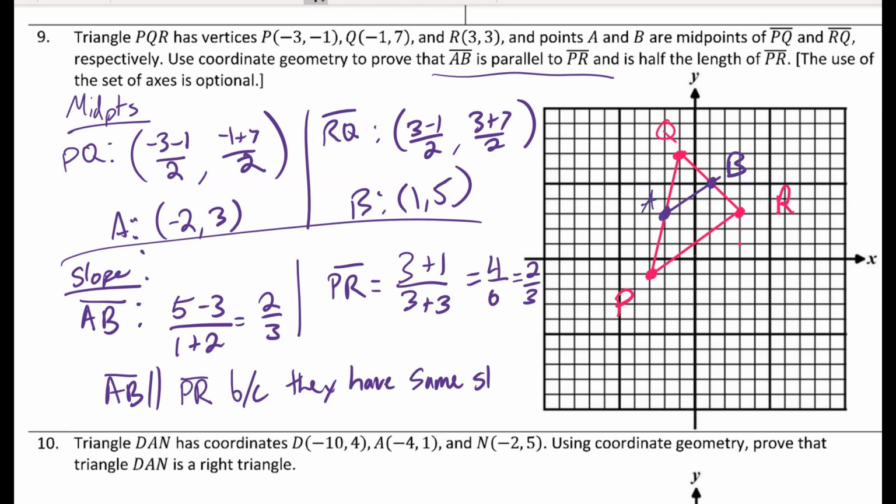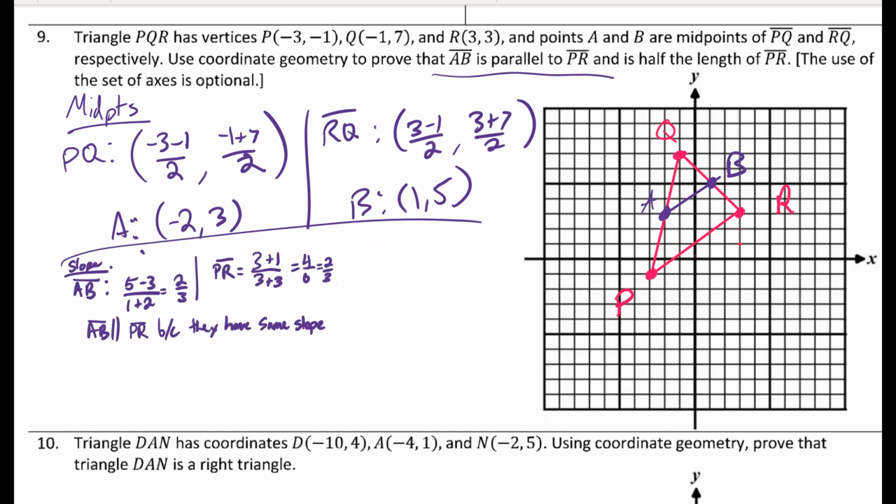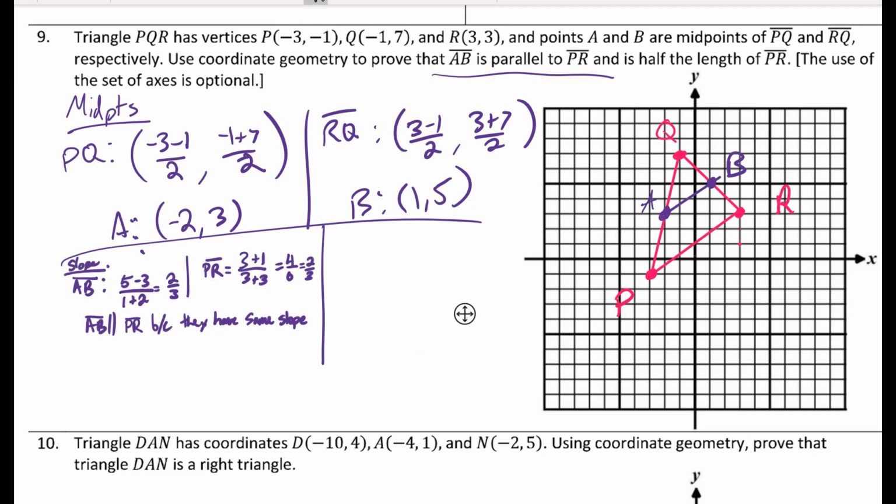The second part that they asked me for is to show that AB is half the length of PR. So if I'm asked to prove things about length in coordinate geometry, that's when I'm going to reach for the distance formula that we used earlier. So I'm going to start by finding the distance for AB. So I'm going to subtract my x's and square them, plus the subtraction of my y's and square them.